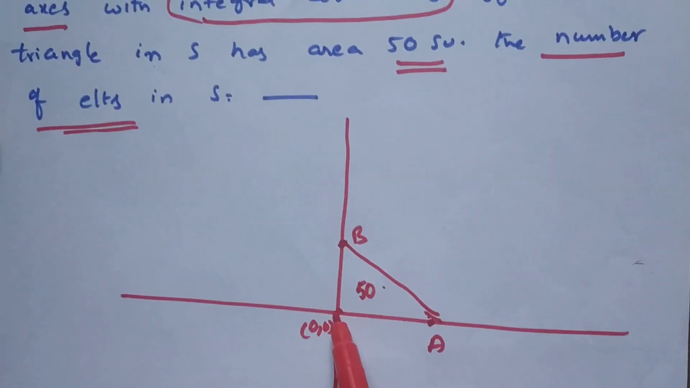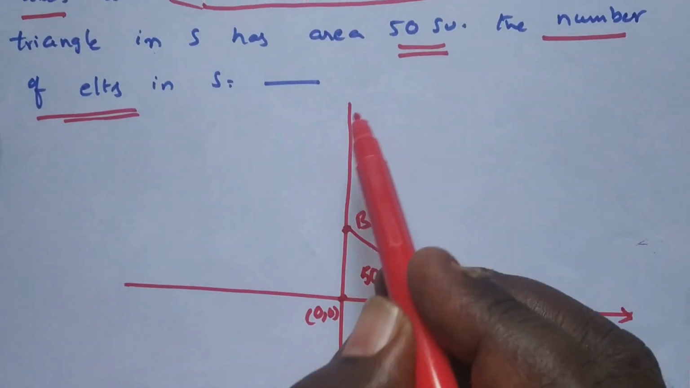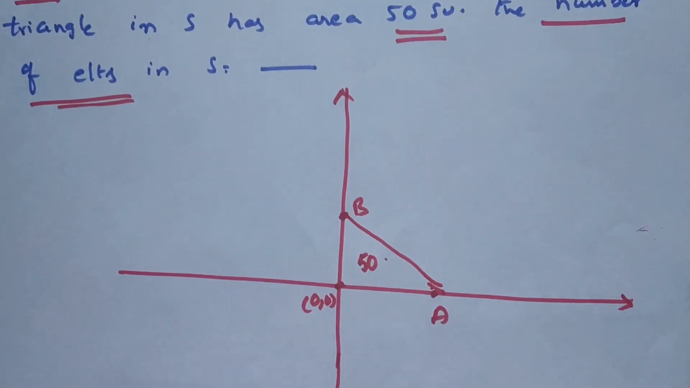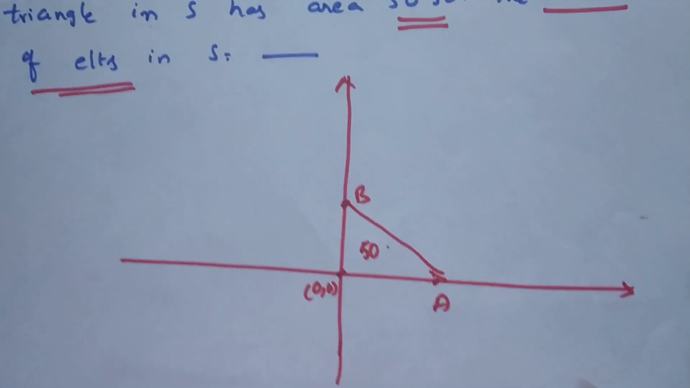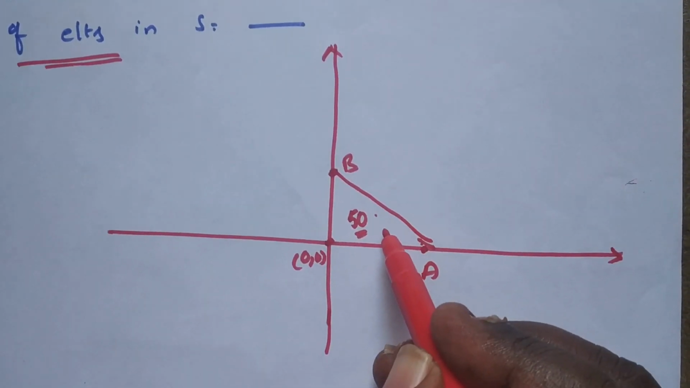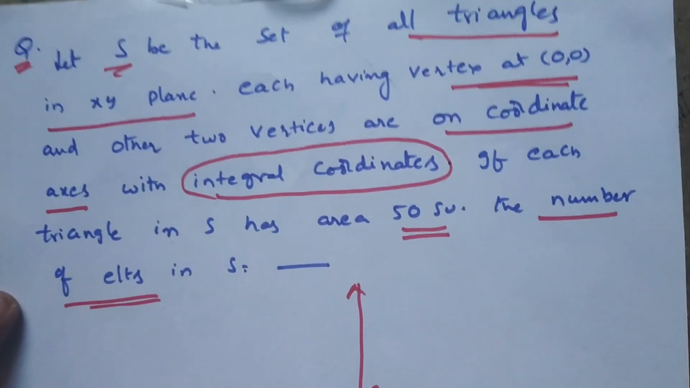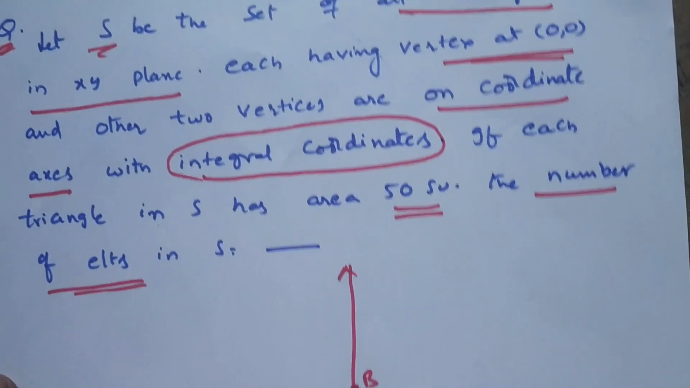So the origin is one vertex. A and B are respectively on the x and y axis. They may be on the negative x-axis or y-axis, whatever it may be. The area is 50 square units. Then how many such triangles belong to this set S?